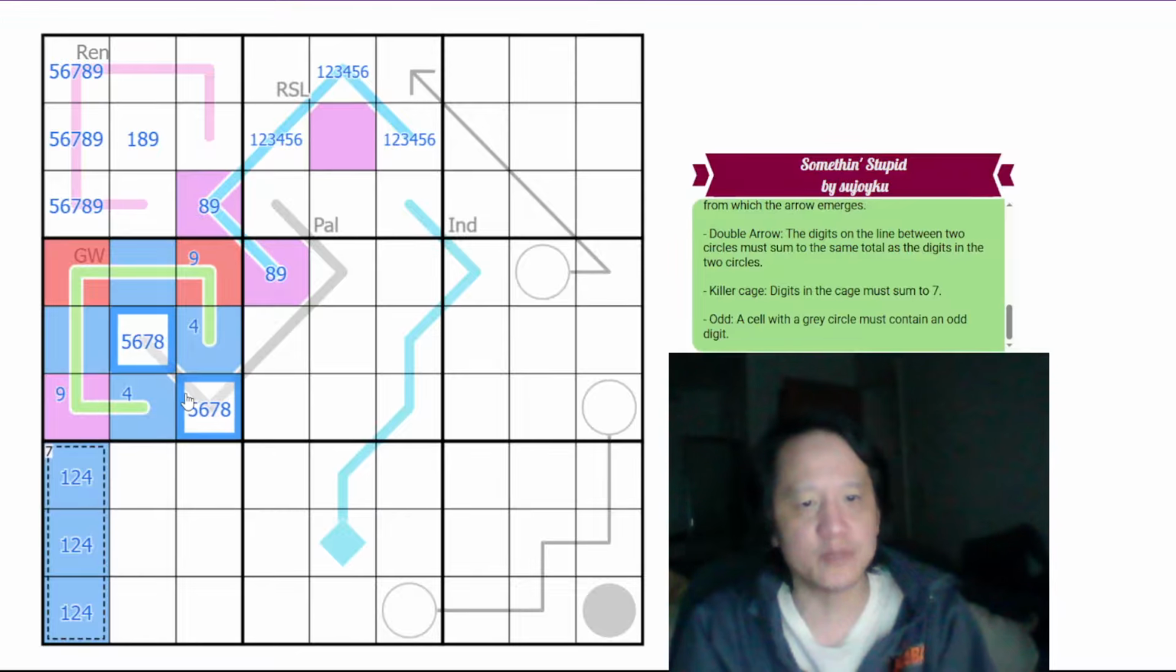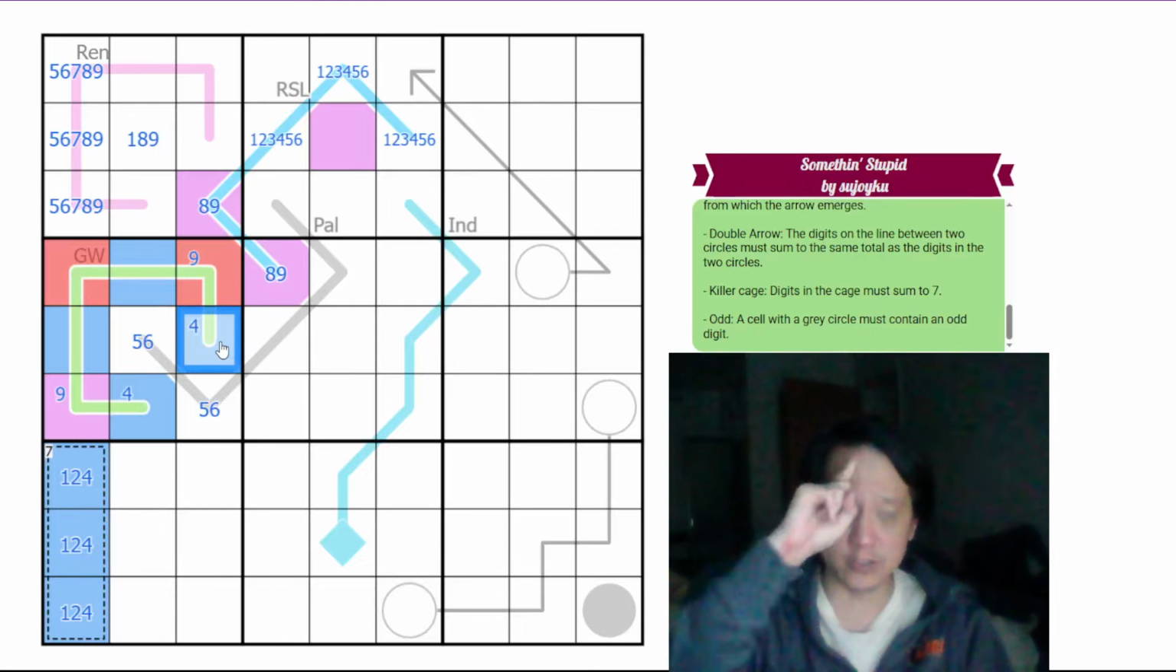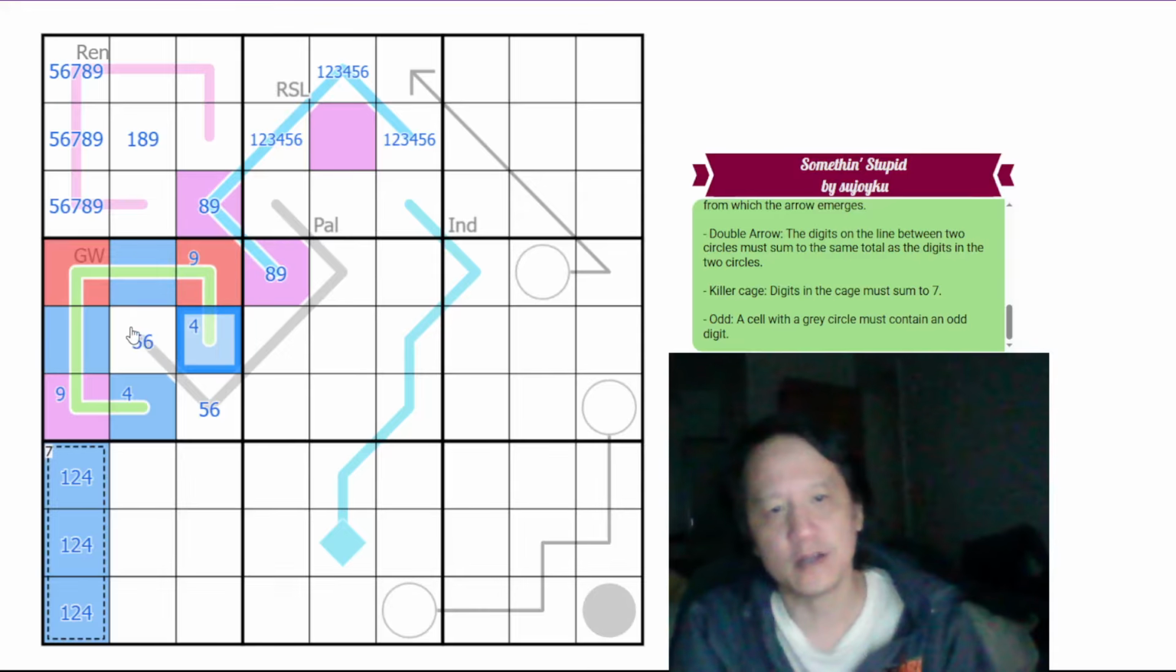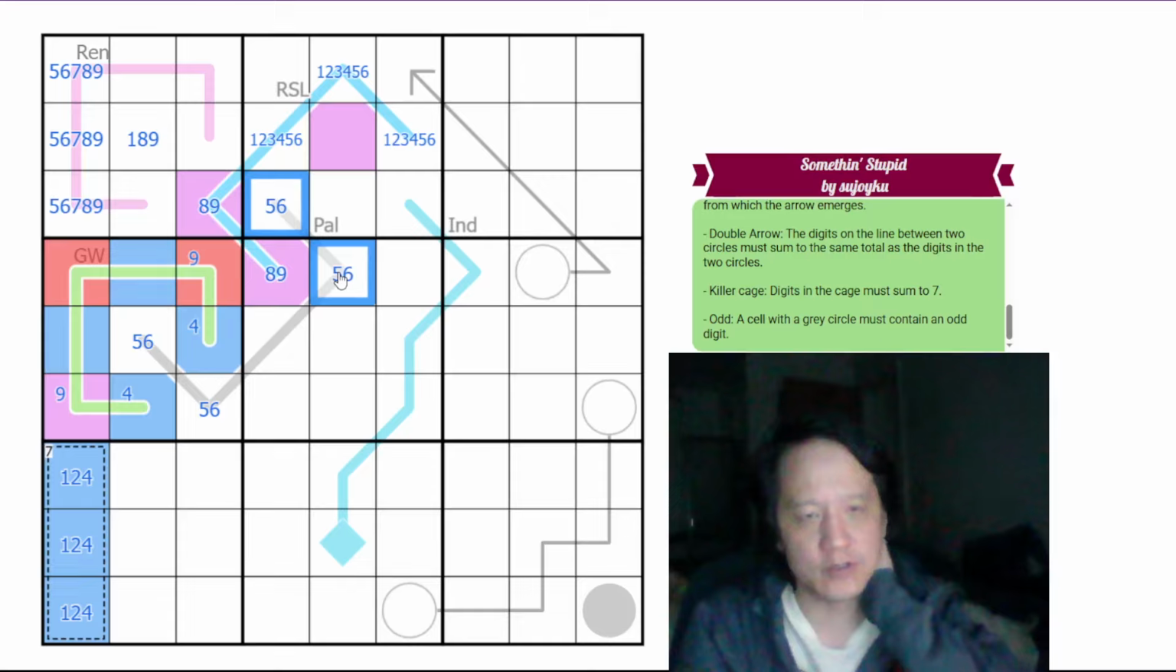This actually has to be a 5-6 pair because all the high digits in this box on the Whisper 5 line are next to two unique digits on the Whisper 5 line. And again, 6 can only be next to one unique digit on a Whisper 5 line. So this is a 5-6 pair, which forces this to be a 5-6 pair to be a palindrome.